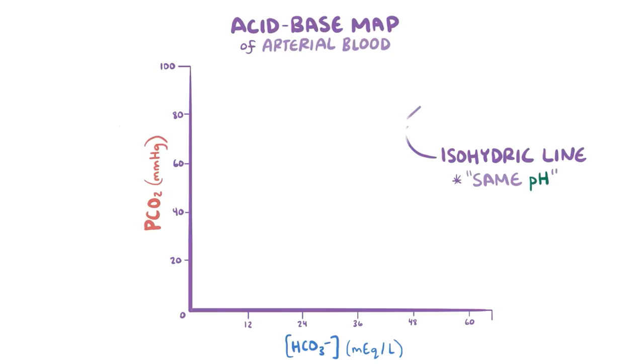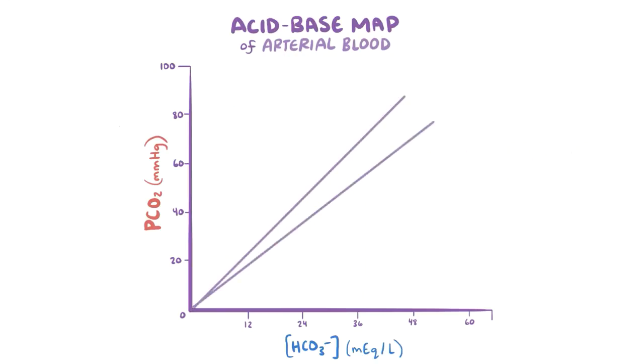In fact, we can draw out two more isohydric lines, this time for a pH of 7.35 and another for a pH of 7.45. A normal physiologic pH is between 7.35 and 7.45. So you can see that there are a lot of combinations of bicarbonate concentrations and partial pressure of carbon dioxide that are between these two lines that would result in a normal pH.